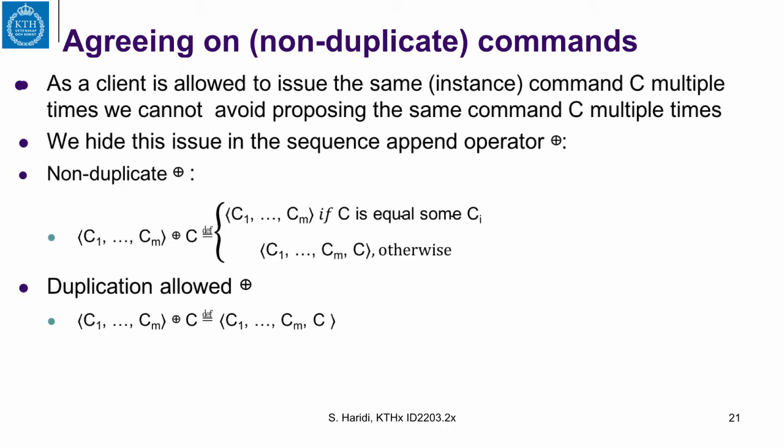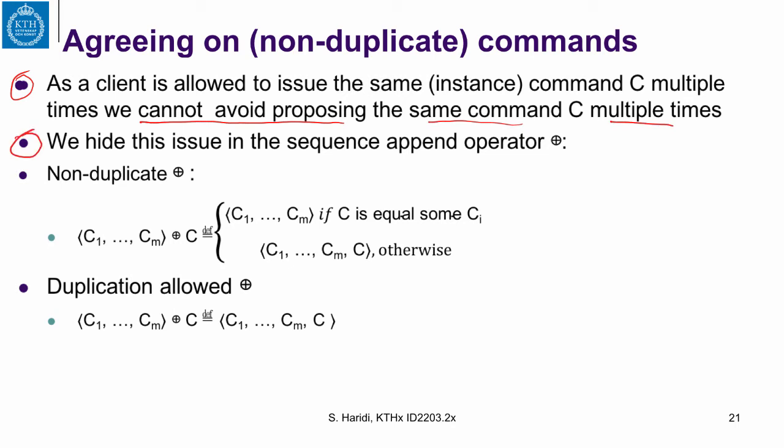In fact, a client is allowed to issue the same instance of a command multiple times. The reason is very simple: a client will talk to one of the proposers, please propose this value, but the proposer could crash, and then the client, after timeout, will issue the same command again. That's clear, huh? And so we cannot really avoid proposing the same command multiple times.